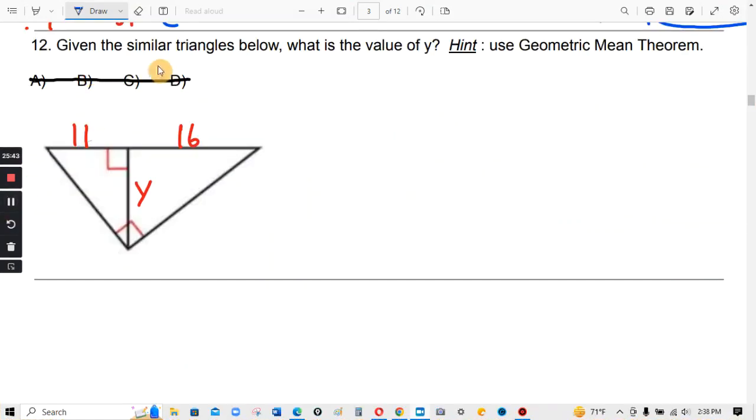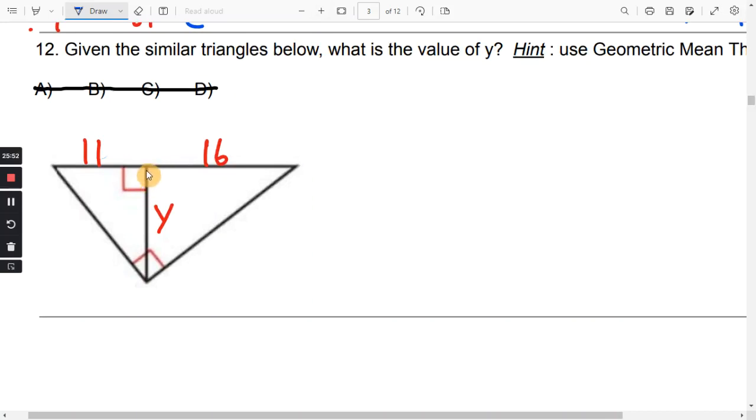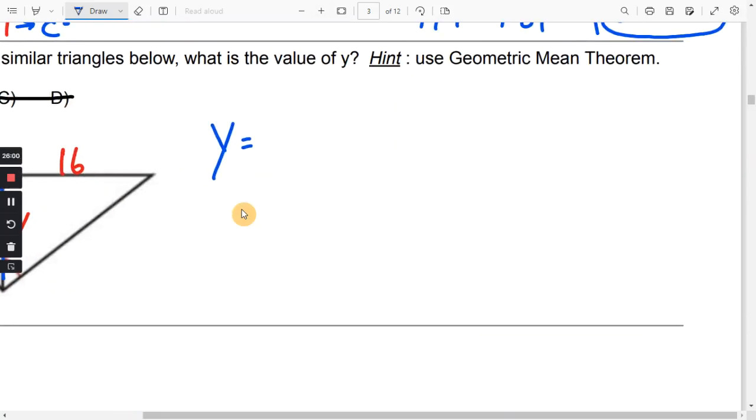All right, given the similar triangles below, what is the value of y? Hint, use the geometric mean theorem. All right, so this is for similar right triangles. So you take the altitude, and that's y, and that's going to equal the geometric mean of these two. Geometric mean is actually the square root of the product.